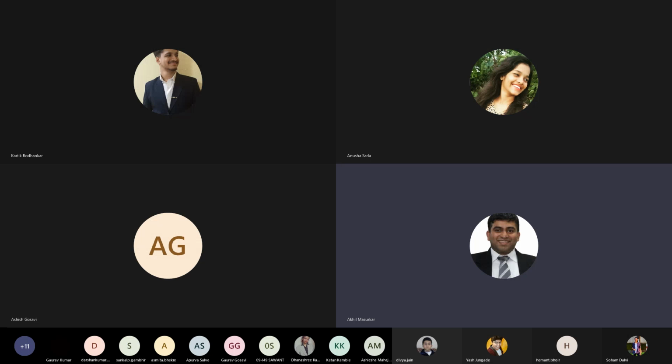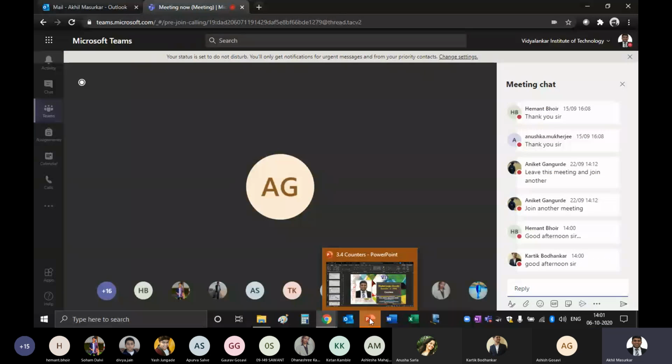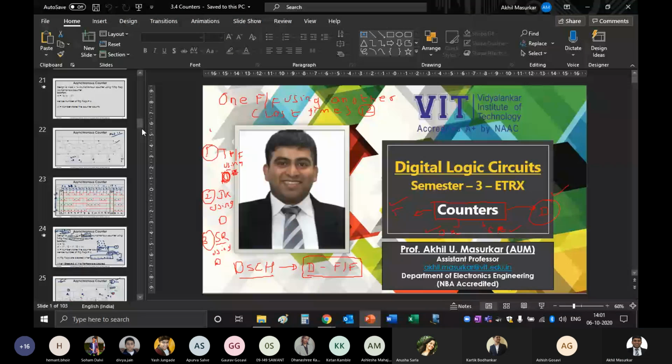Let us continue with our design of different counters. And tomorrow we'll start with chapter number 4, that is Moore machines and Mealy machines and special types of designs.